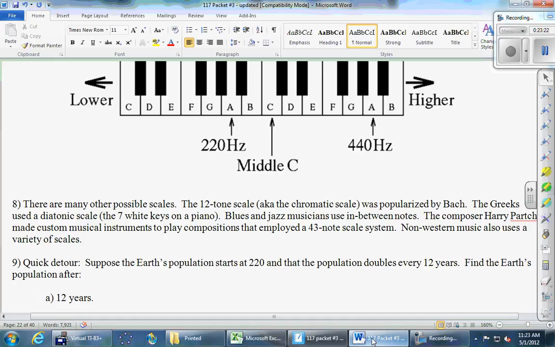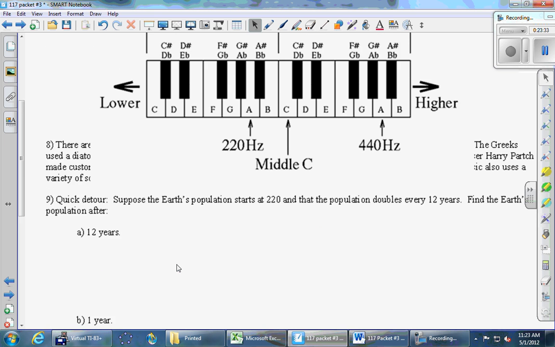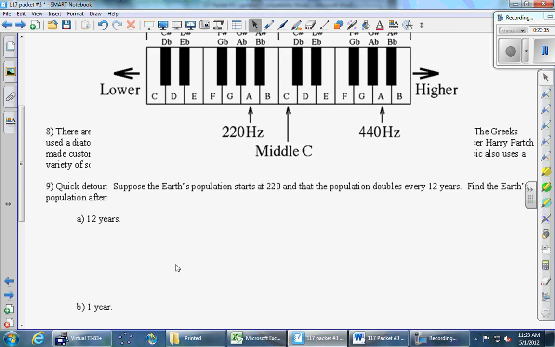I'm not saying better or worse. I'm just saying this is not the only scale that's out there. It's the one we'll talk about because that's what we use here. All right, so let's go to number 9, which brings us back to population stuff.